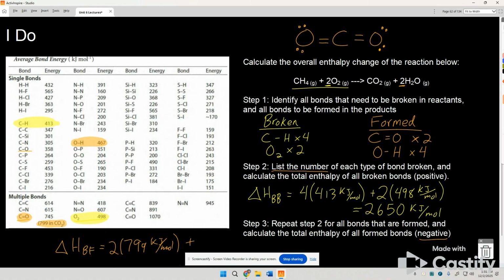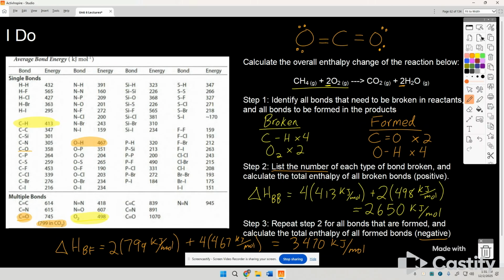Plus, I've got a total of 4 oxygen-hydrogen bonds, which have 467 kilojoules per mole. And when I do that math and that addition, 2 times 799 plus 4 times 467 gives me a total of, if I round to 3 sig figs like I did before, 3,470 kilojoules per mole. So there's my total enthalpy of my bonds broken and my bonds formed.